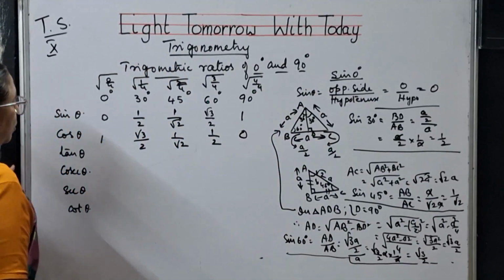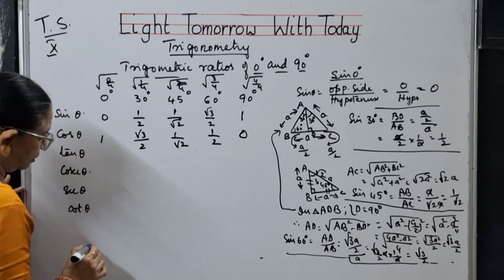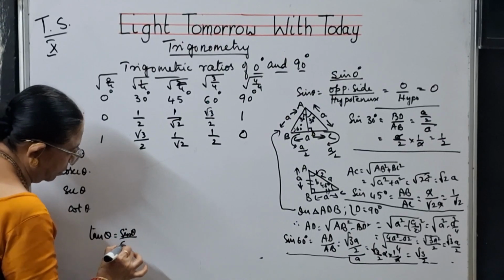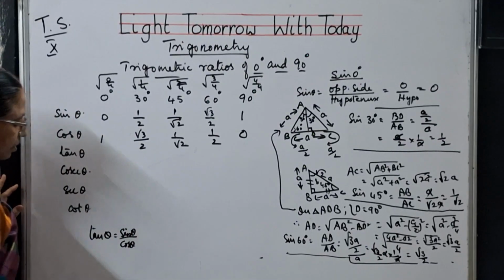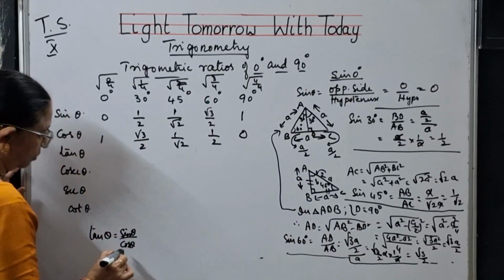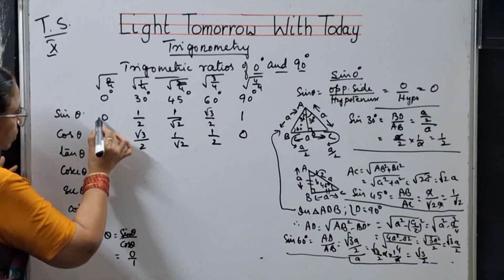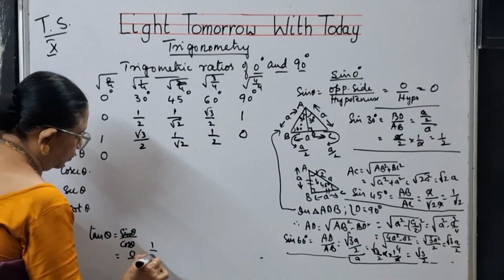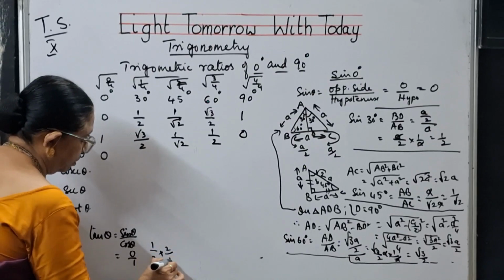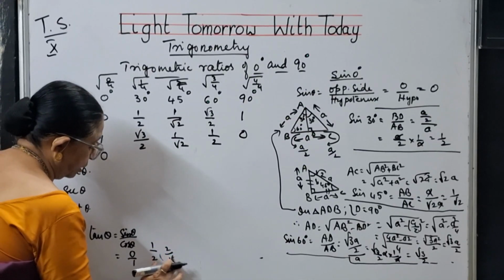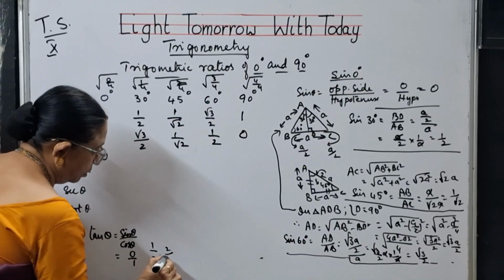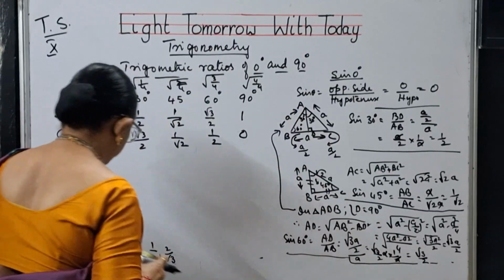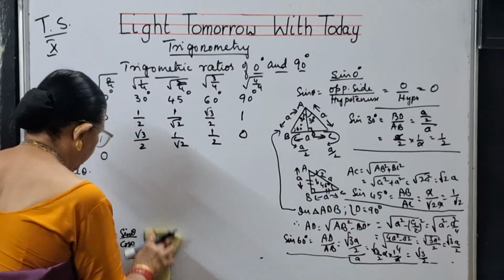So sine theta and cos theta you have got. Now tan theta. What is tan theta, children? Tan theta means sine theta by cos theta. So what is sine 0? 0 by 1, and 0 by 1 is 0. Then 1 by 2 by root 3 by 2 means into 2 by root 3. Reciprocal you will be writing, 2 by root 3. If you did not follow, I will do it here.